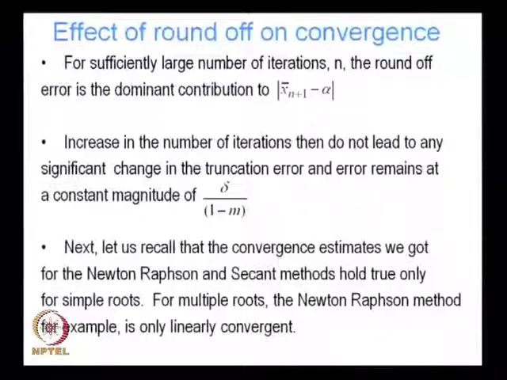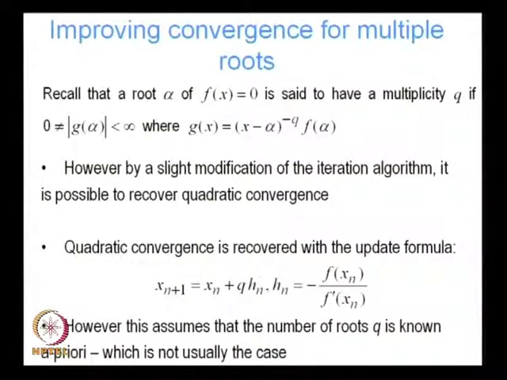Now, let's look at multiple roots. We recall that the convergence estimates we got for the Newton-Raphson and secant methods hold true only for simple roots. For multiple roots, the Newton-Raphson method, for example, is only linearly convergent. So, is it possible to improve the convergence properties at multiple roots? Well, let us take a look at that.